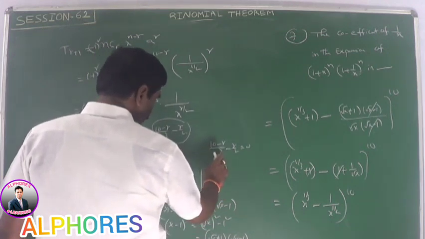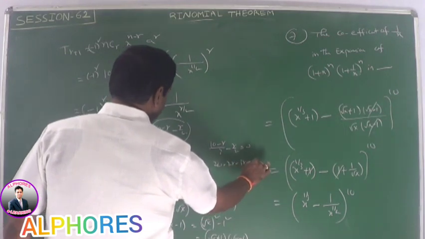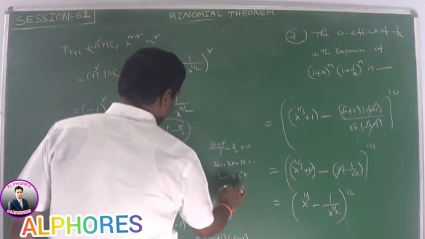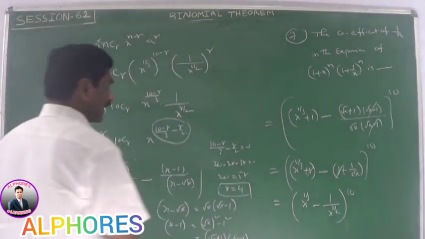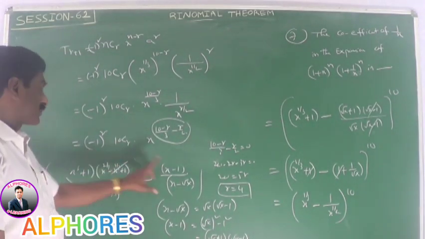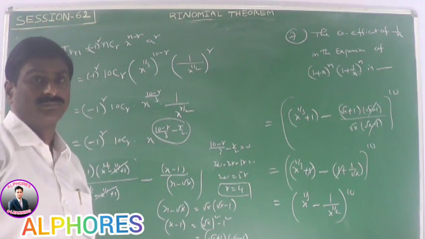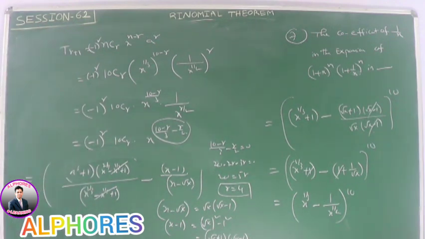LCM is 6. 20 minus 2r minus 3r is equal to 0. 20 is equal to 5r. r is equal to 4. r is an integer and lies between 0 and 10, so it is possible. Substitute the value of r in this equation. We get the constant term or independent term. Very, very important. Okay? Please note this value.